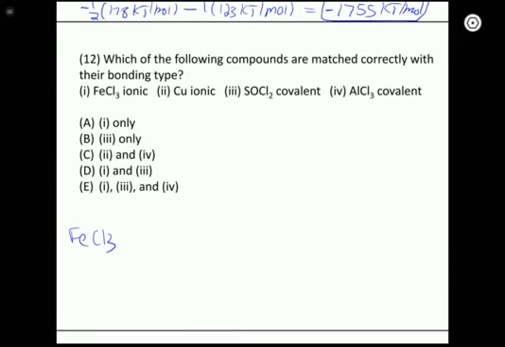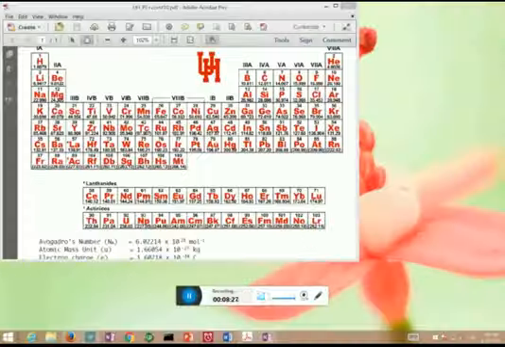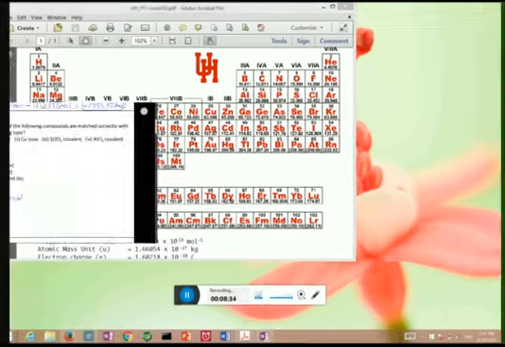Okay, so FeCl3, when we're thinking about the type of bonding, we have to think about the types of elements that make up the compound. So this is a metal plus a nonmetal. So if we go to the periodic table, iron is right here, number 26. It's in the middle of the transition metals. So it's clearly in the metallic part of the periodic table.